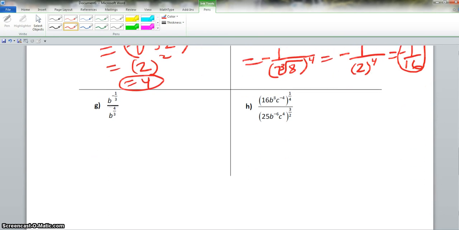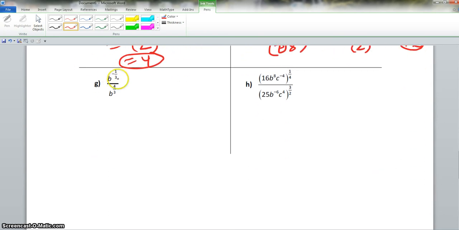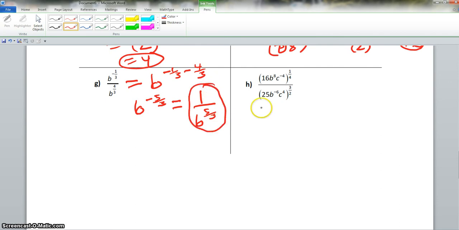Now we come down here to G. We have B, and this exponent is also negative. B to the negative 1/3 over B to the negative 4/3. So since we have the same base, we will subtract the exponents. B to the negative 1/3 minus 4/3. And this would give us B to the negative 5/3 power. Now, what will end up happening here is this will end up being 1/b to the 5/3 power. And that is our final answer.